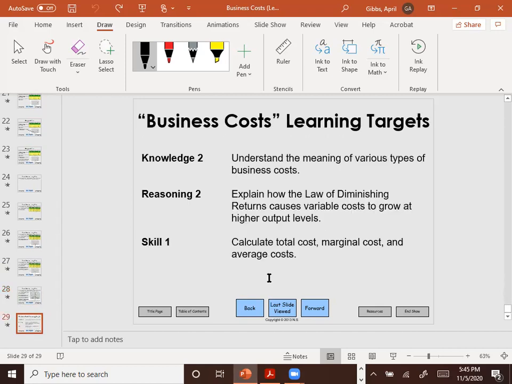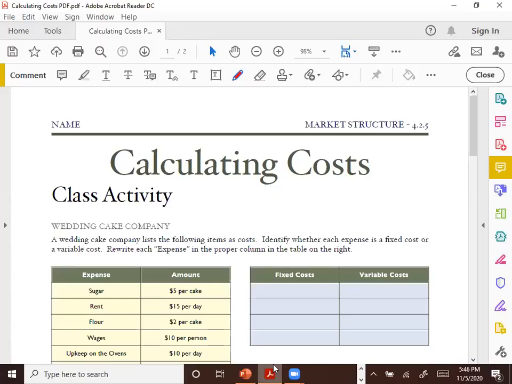So now you should be able to understand the meaning of various types of business costs, explain how the law of diminishing returns causes variable costs to grow at higher output levels, and we're going to be able to calculate the total cost, the marginal cost, and the average cost. So let's look at our class activity. So I have it pulled up here.